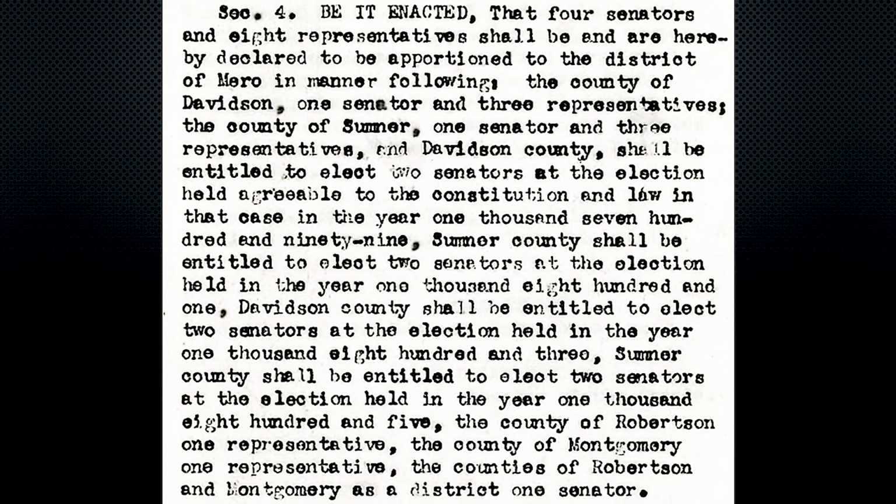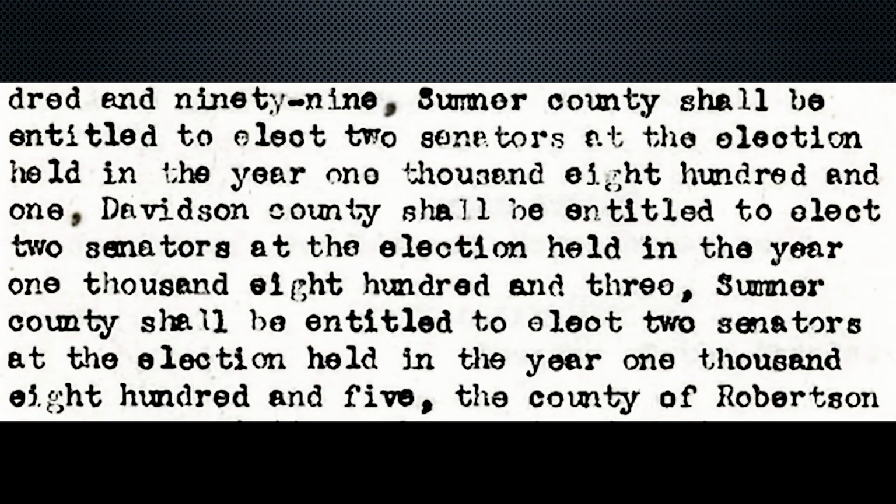Montgomery and Robertson counties shared 1 senator, and Sumner and Davidson County each elected 1 senator, which makes 3 senators for that district. And that 4th senator for that district was to be elected by Davidson County in 1799, by Sumner County in 1801, by Davidson County in 1803, and by Sumner County in 1805. And all the redistricting attorneys just fainted.